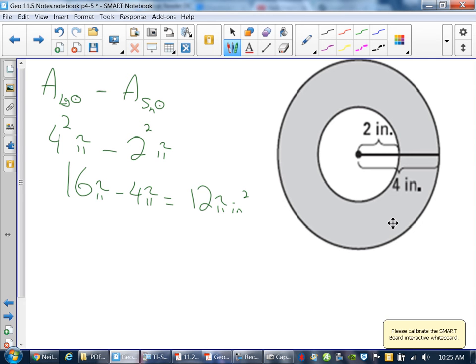Pi, this is the exact answer. If I wanted it in decimal form, what would you press in the calculator? The little 2 arrows to give you a decimal, and you go on from that.